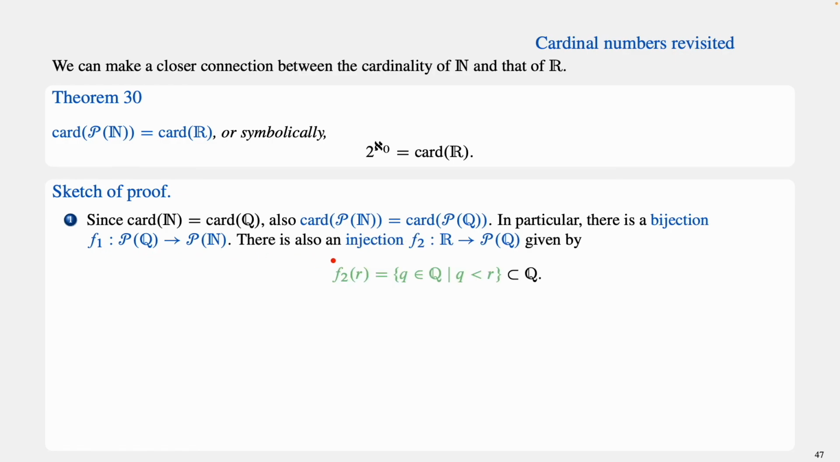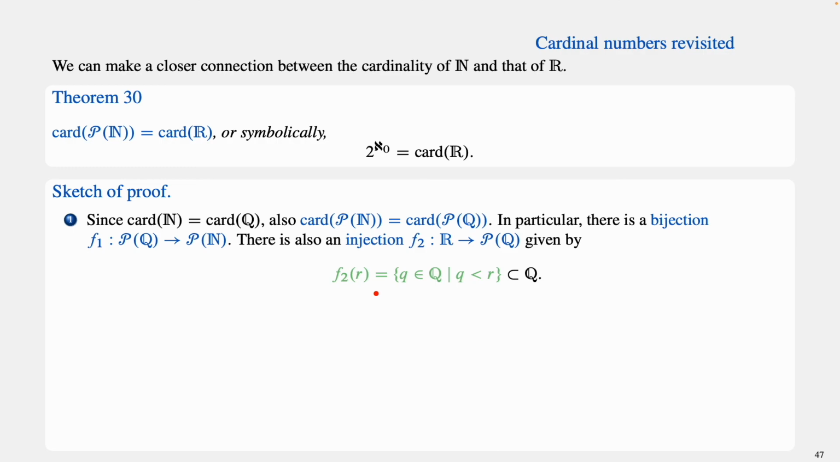Namely, I will define the following injection f2 from the real numbers into the power set of Q as follows. For any real number r, I define f2 of r to be the set of rational numbers that are strictly less than r. And this is a subset of Q, of course, because I only pick rational numbers to begin with. And to understand why this map is truly injective, so that is why these sets here are distinct if I take distinct values of r, we would need to look a bit deeper into the structure of real numbers than we have so far.